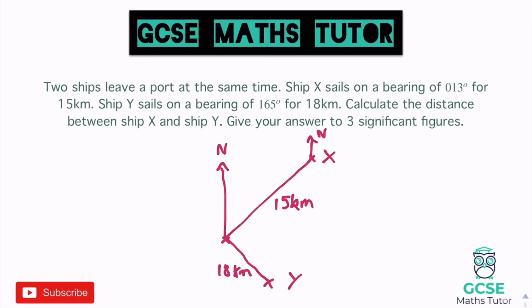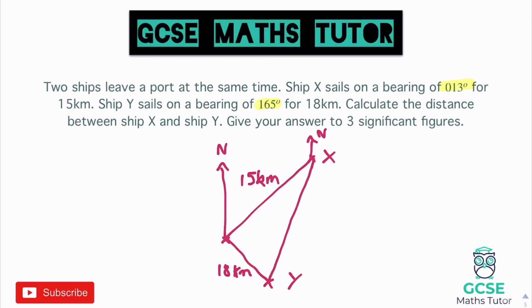It doesn't have to be perfect, but obviously what we're trying to find, it says calculate the distance between ship X and ship Y. So actually if I just move this 15 kilometres out of the way just to help a little bit with this, let's just put that there, because the distance we are looking at is this one here, going between the two. So what else do we need? Well, we've got some angles going on. We were given some bearings. It says 13 degrees and it says 165.